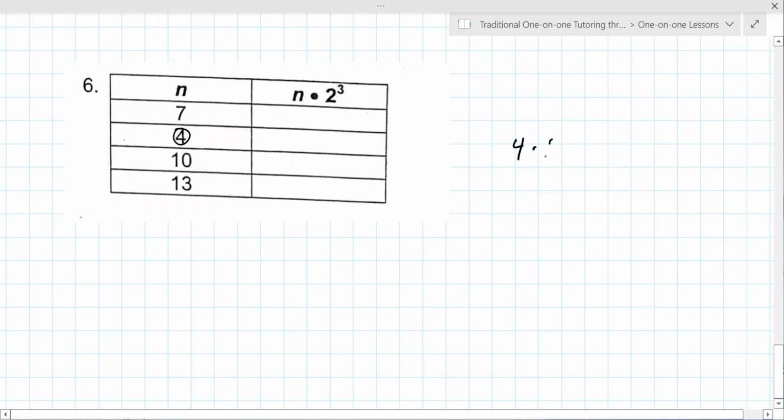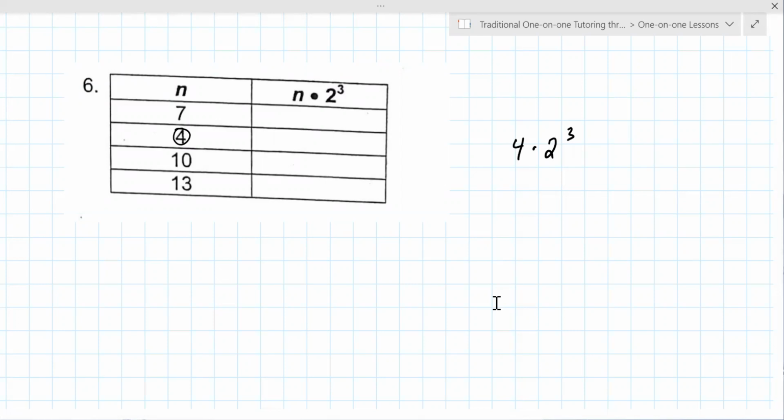Now, which do you do first, the multiplication or the exponent? Exponent. Yes. Would that be 8? So 4 times 8. Yes. And what is that?